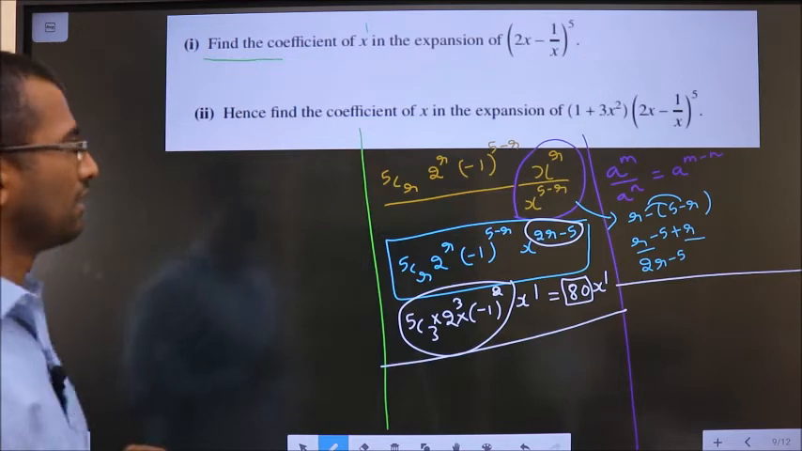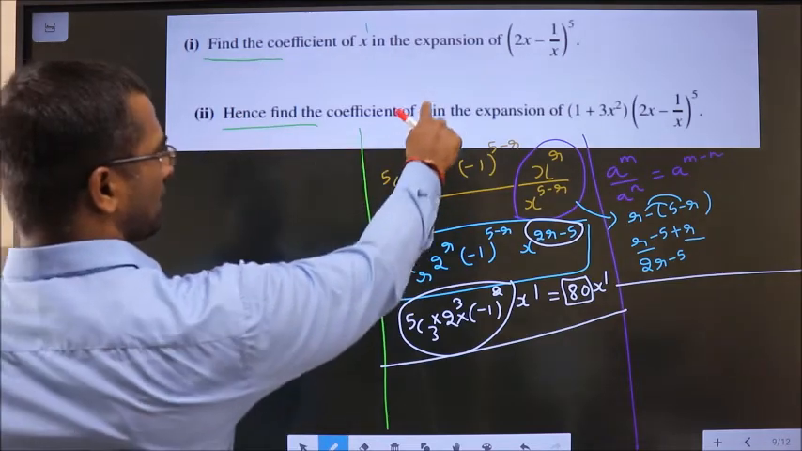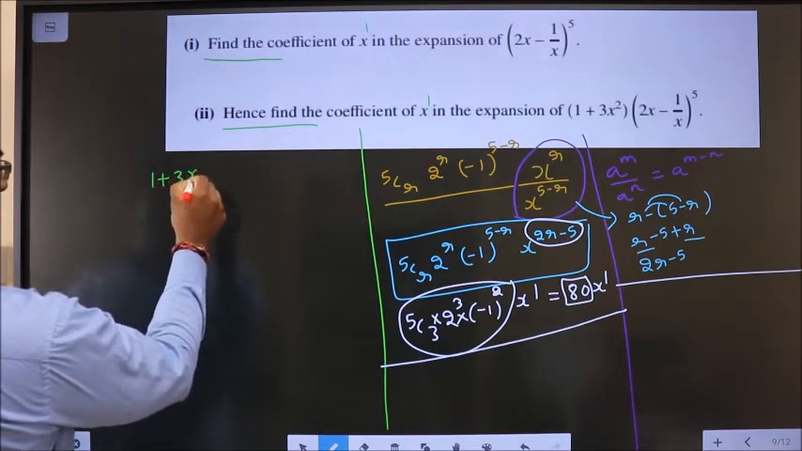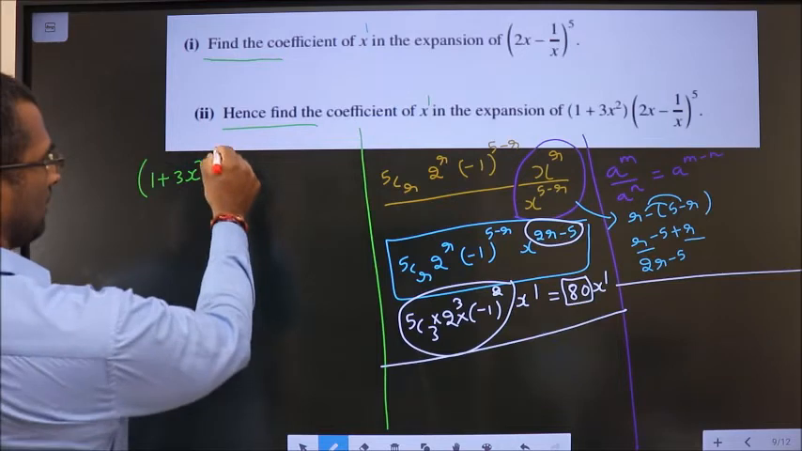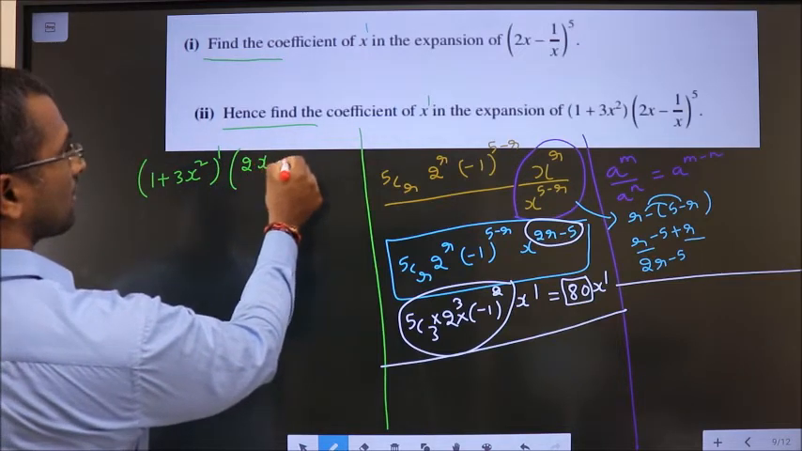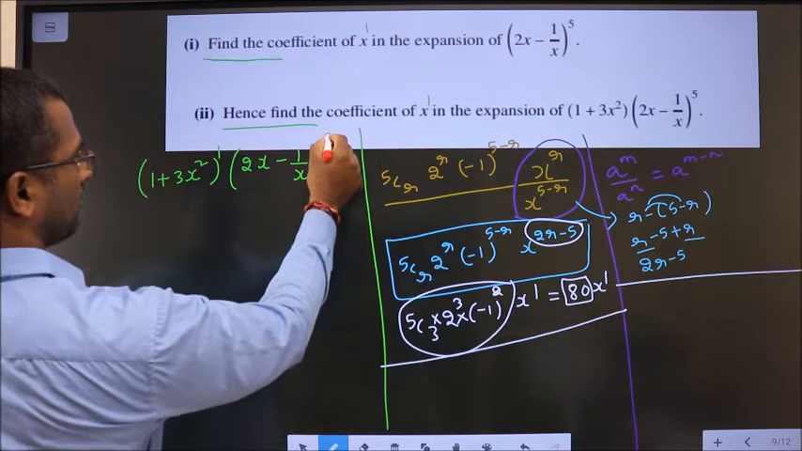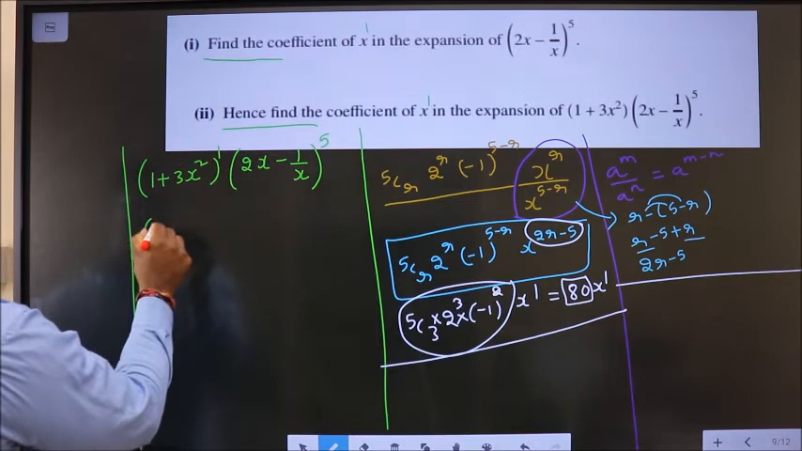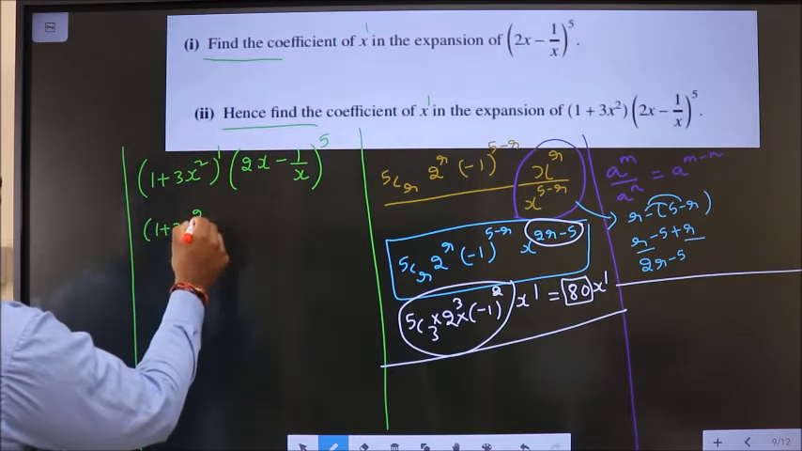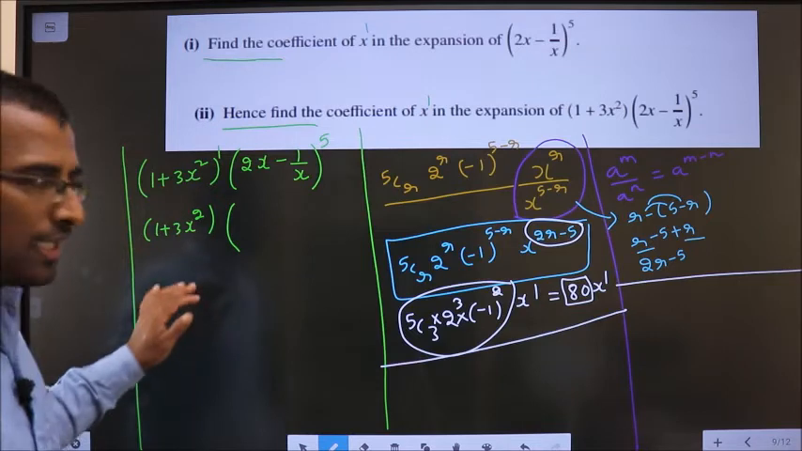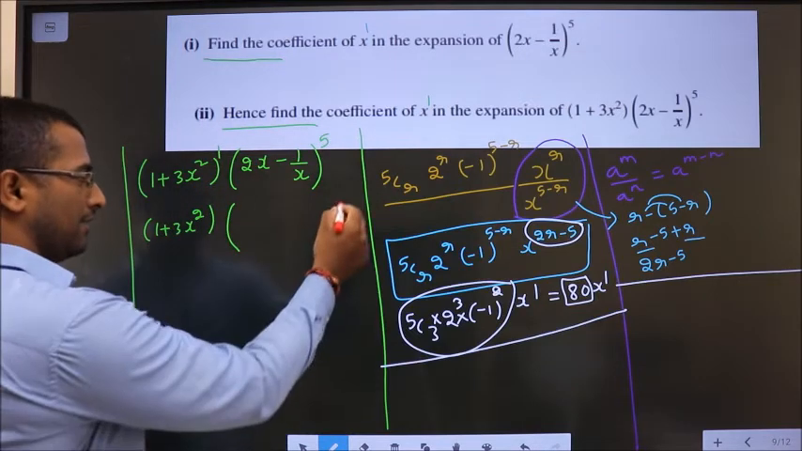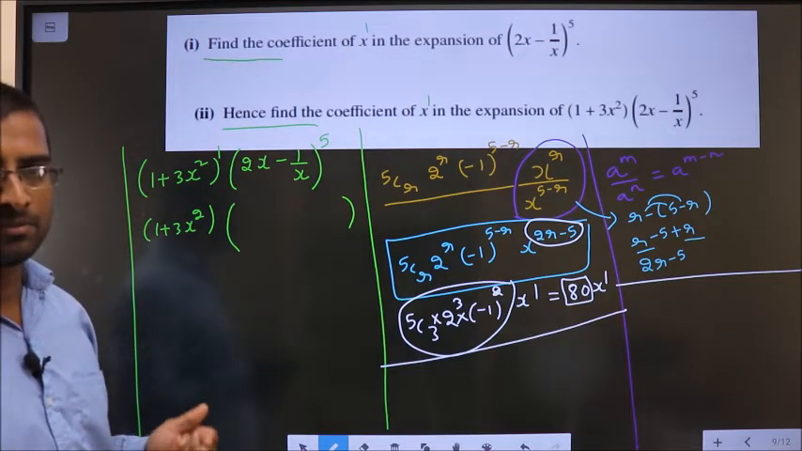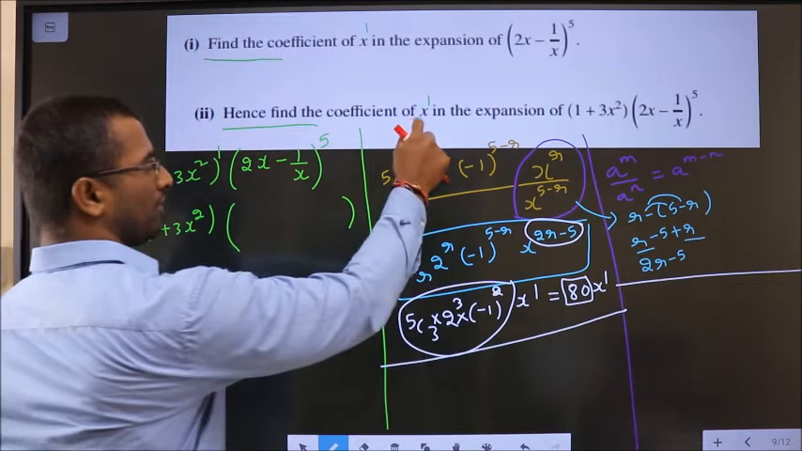Now second bit. Hence find the coefficient of x^1 in the expansion of (1 + 3x^2)^1 into (2x − 1/x)^5. Now see, here the power is 1, so it will not undergo any change. Now here the power is 5. If I expand, I get many terms. I don't need to find and write all the terms because I only need to find the coefficient of x^1.